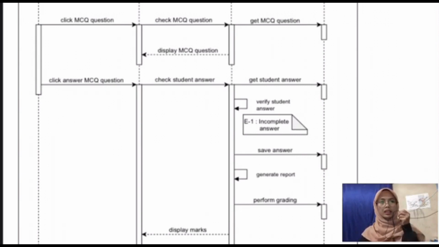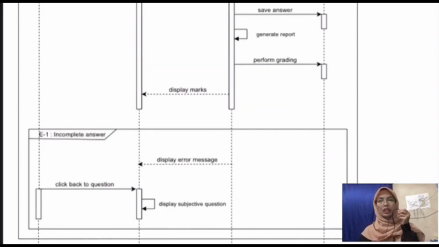After they answer the question, the quiz manager will check the student answer. The student answer will be stored in the system and the system will verify the student answer. If the student answer is not complete, then it will display an error message. Then the student needs to click back to question. It will display the MCQ question again.